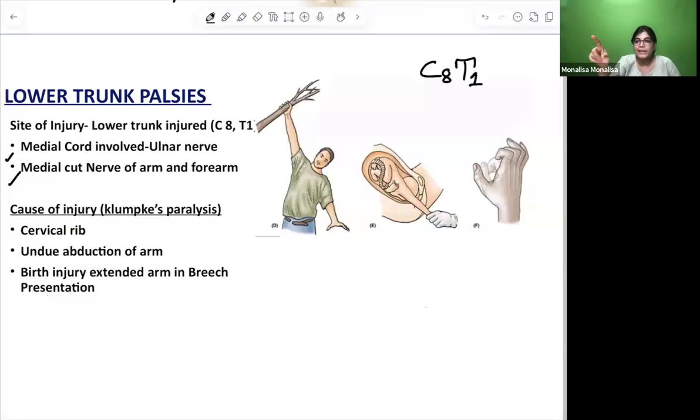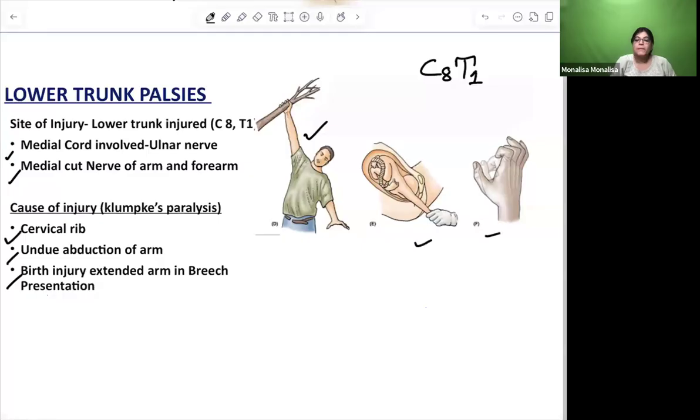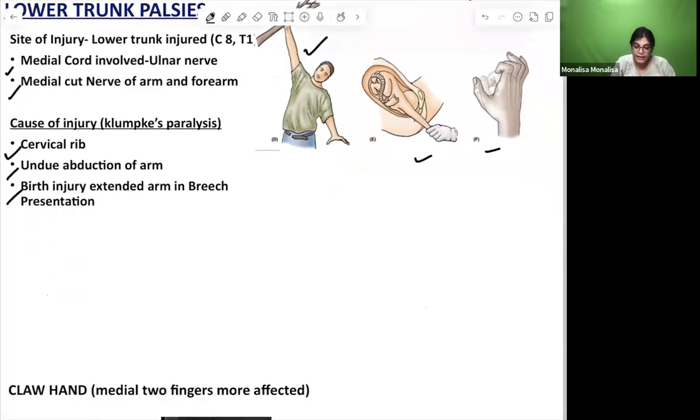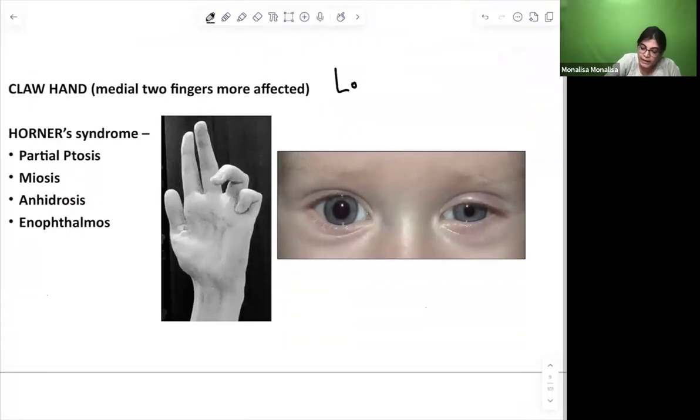Here, T1 fibers are involved, and my dear students, T1 fibers carry sympathetic fibers along with them. That means the patient will also have Horner syndrome. The mode of injury is hyperabduction: if someone is falling from a height and holding a branch of a tree, there is undue hyperabduction of the arm, leading to lower trunk brachial plexus injury. Other reasons are cervical rib and birth injury. Mainly the patient will have medial claw hand, in case of lower trunk brachial plexus injury, that is Klumpke's paralysis.